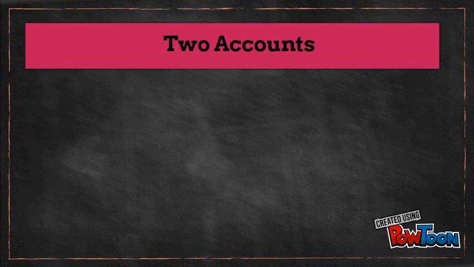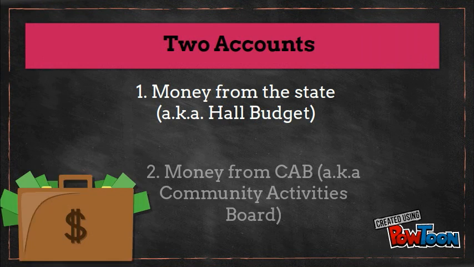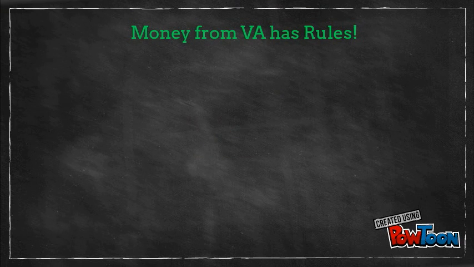First, you will have access to two different accounts: money from the state, also known as your hall budget, and money associated with your Community Activities Board, also known as CAB. This video will focus on details about your hall budget. Since it's money from the state of Virginia, there are rules for how we can spend it.